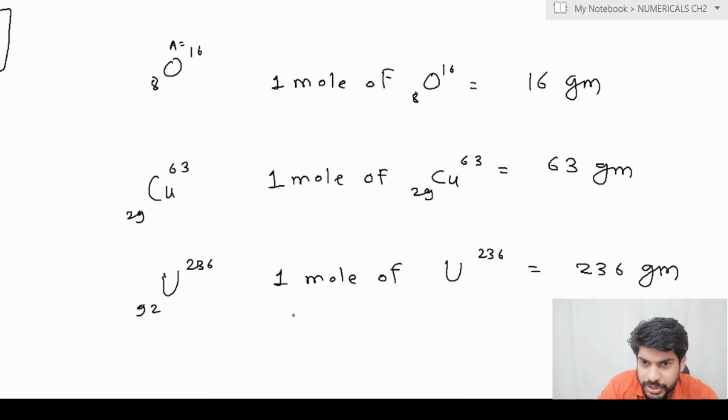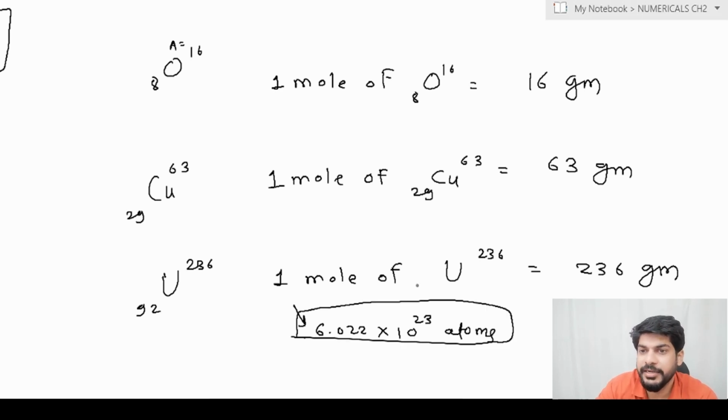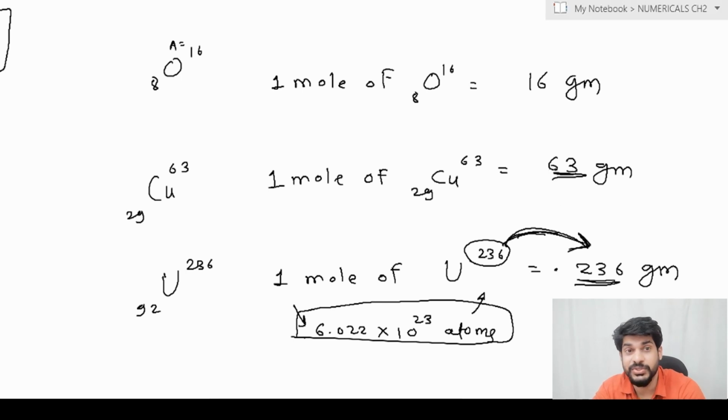Actually, we know 1 mole is equal to 6.022 into 10 raised to plus 23 atoms. This number has been devised in such a way that the mass number itself becomes its mass in grams. That is a good thing for us, so that we don't have to remember the masses. This is very simple now. You just know this, and that's the mass in grams. That's it. How simple is it?